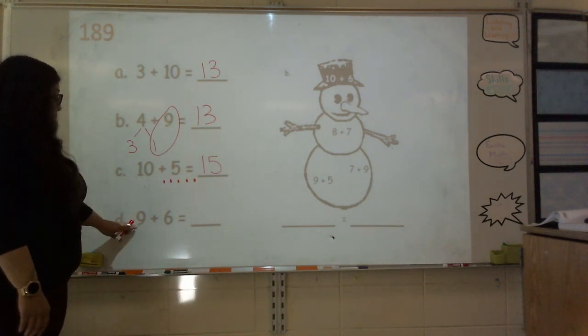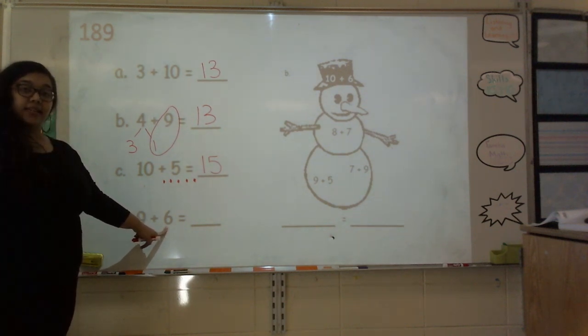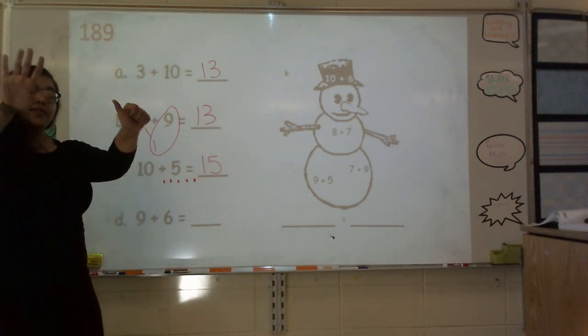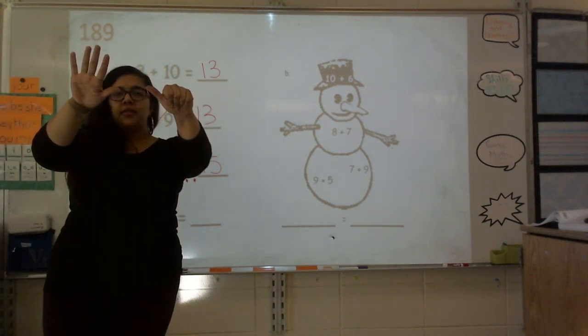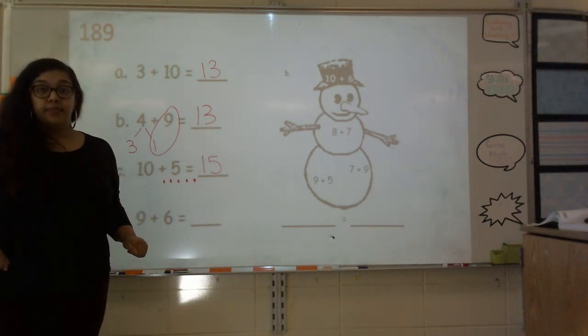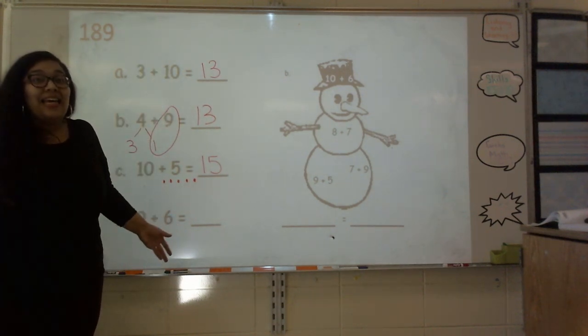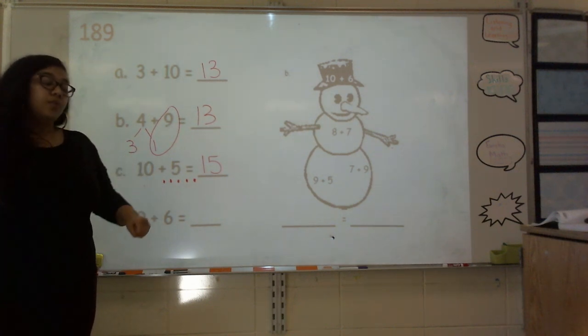So this time what I want to do is put the pieces with the 6 to make a group of 10. So if I have 6, how many more do I need to make 10? How many fingers are down? 4. Where will I get those 4 from? I'm just going to pull them out of the sky. I can't get any more pieces. I'm going to break 9 into smaller pieces.